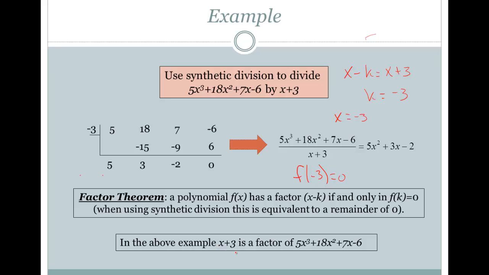So in this example, x plus 3 is a factor of this. And I could factor this more. This is just a quadratic, and I could use the quadratic formula to get zeros here, or I could try to factor that.